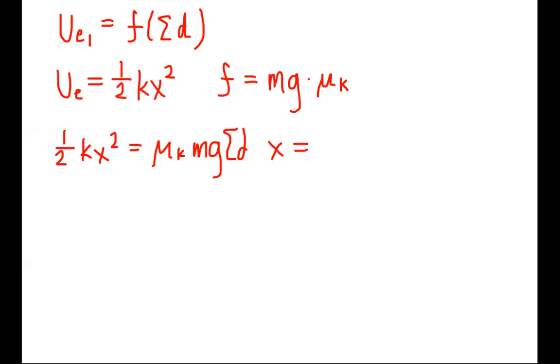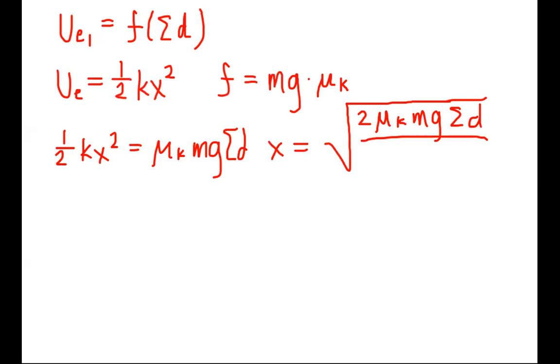So we have that x would be equal to the square root of 2 mu k mg sum of d divided by k. Okay, so that's just using algebra to rearrange the equation we already have. So that would be the answer to part A, which just wants an equation relating the compression to the distance traveled and the energy. Which part refers to the distance traveled? So the sum of d would be the total distance traveled through all the oscillations. Got it.